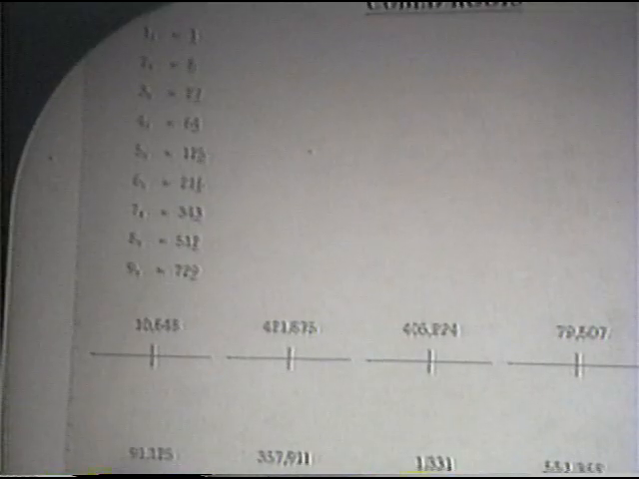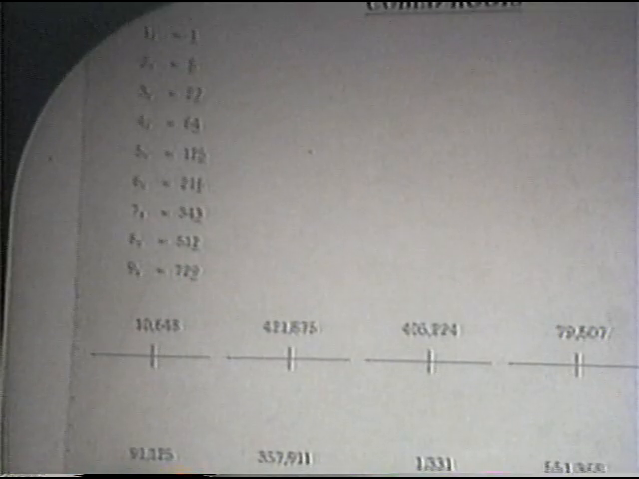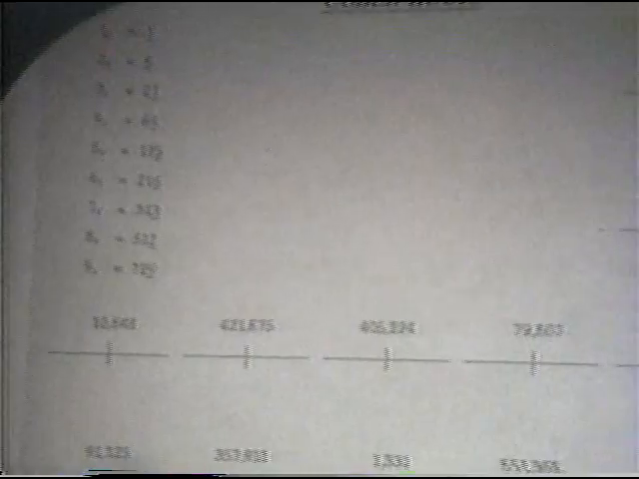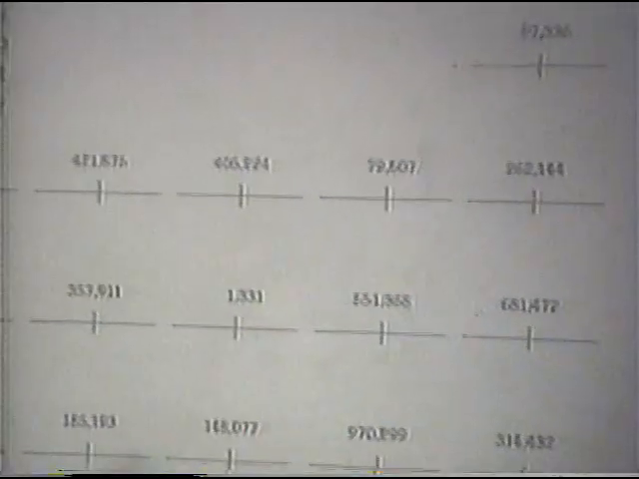You'll get it, just practice. You'll get it. Find the cube roots.